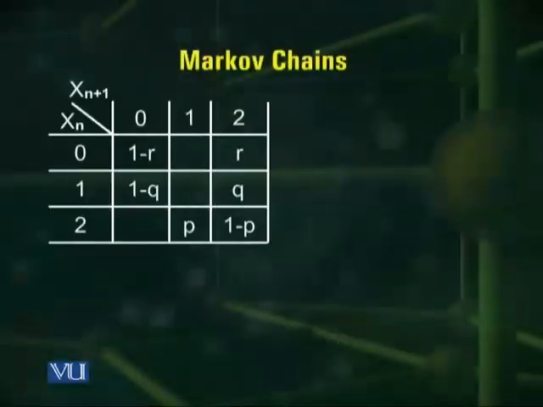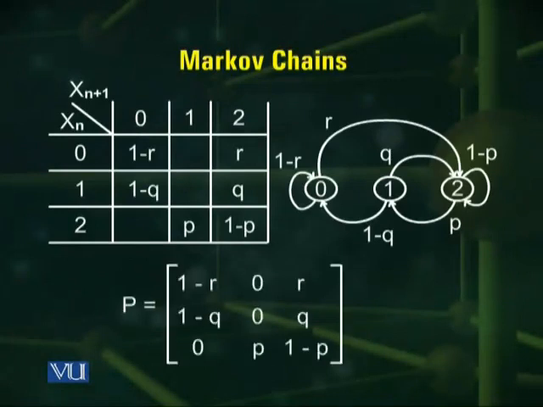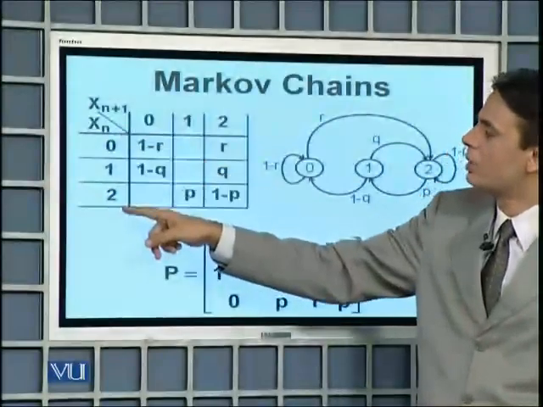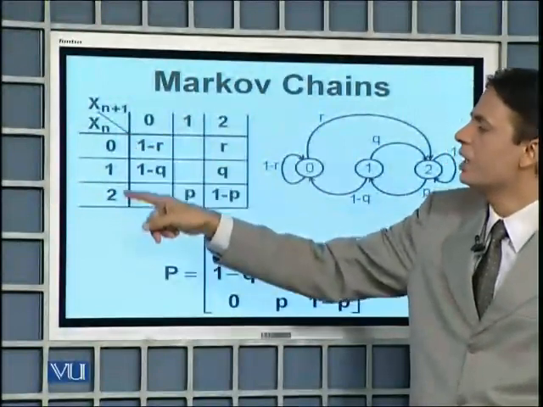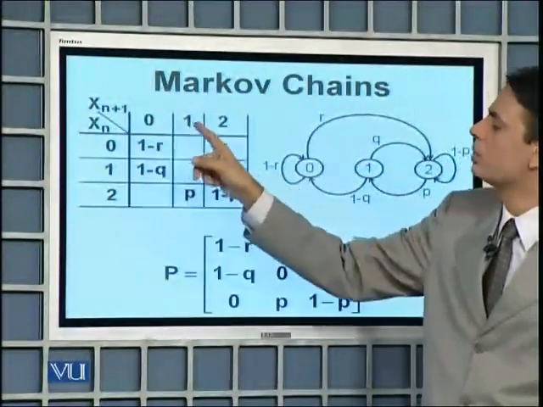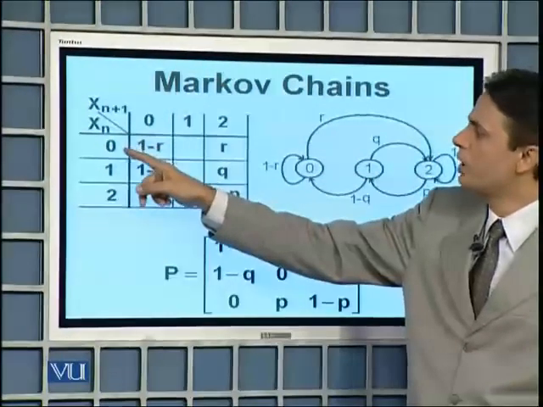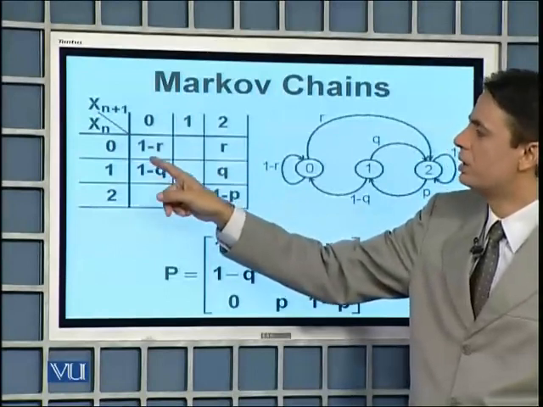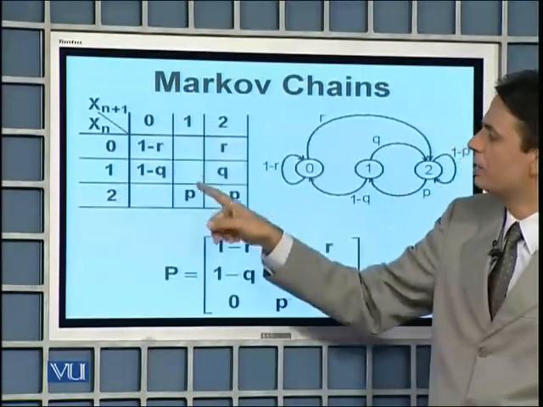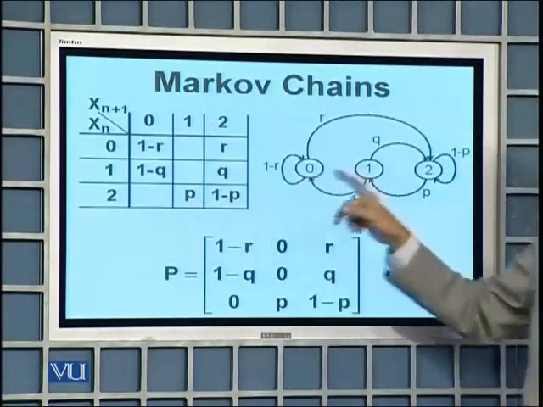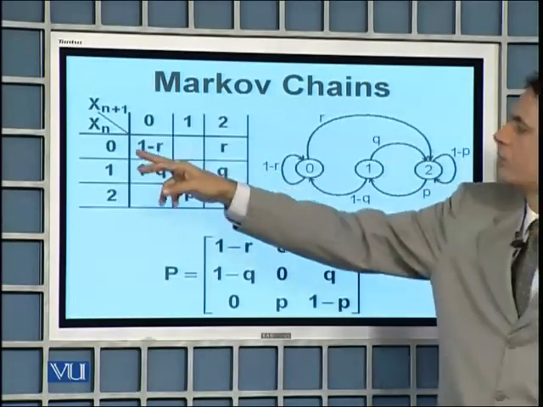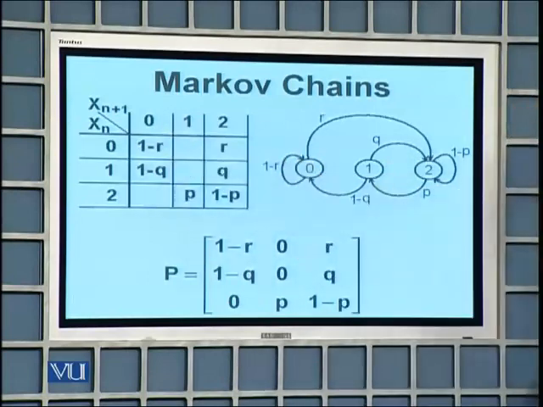Let's tabulate all these transition probabilities. Here that Markov chain is shown again along with a table of transition probabilities. This column represents the initial state of this Markov chain, and this top row represents the next state. So if this random variable goes from state 0 to 0, here is the transition probability. If it goes from state 2 to 1, here is the transition probability, and they are shown here. From 2 to 1, P is the transition probability, and from 0 to 0, 1 minus R is the transition probability.